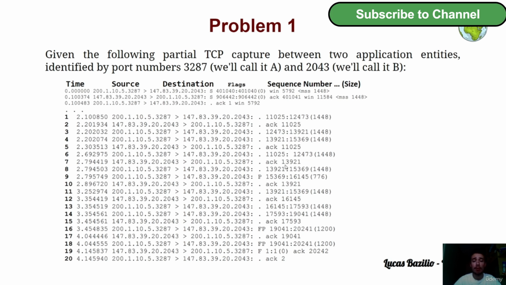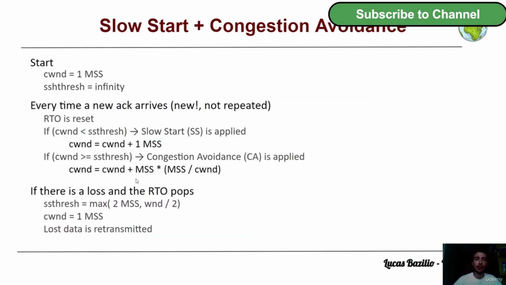And remember, whenever we have an acknowledgement of new data, following the slow start and congestion avoidance algorithm, we are going to increment the congestion window in one maximum segment size unit. So every time a new acknowledgement arrives, a new one, not repeated, we are going to increment the value of the congestion window in one maximum size, always when the congestion window that we have at the moment is less than the slow start threshold.